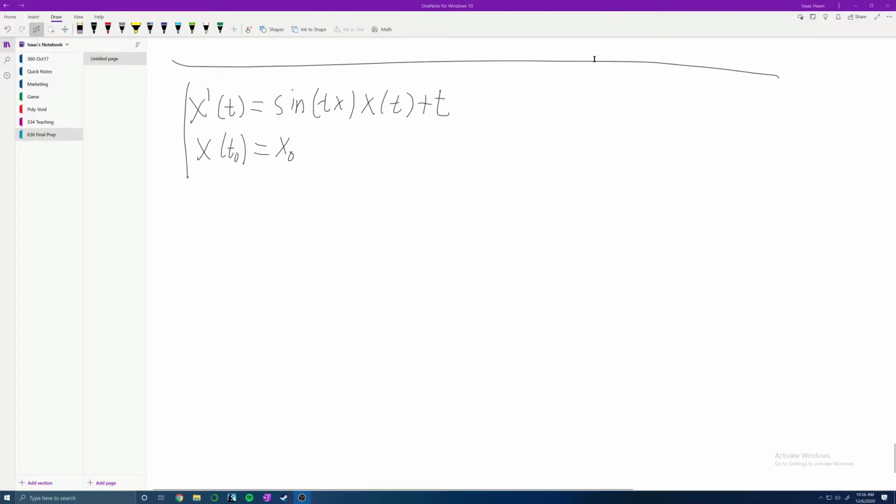So we have this initial value problem here, and we want to discuss the existence of its solutions on some interval t naught to infinity. Now, how do we begin to do this here? This is important because you don't necessarily know the initial condition, but we can still talk about the existence of the solutions on this interval t naught to infinity. So how do we do this?